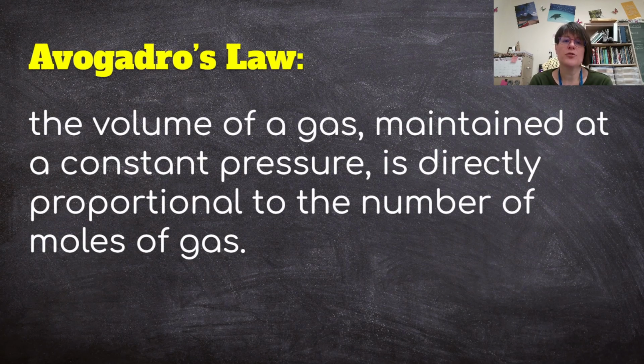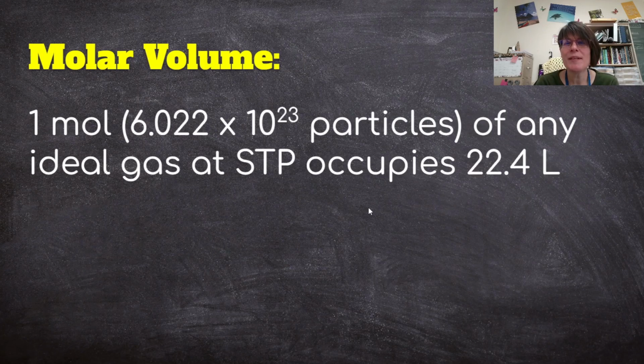So that leads us to Avogadro's law, and this says that the volume of a gas maintained at a constant pressure is directly proportional to the number of moles of gas. So remember Avogadro's number, a mole of gas. Molar volume is 1 mole, or 6.022 times 10 to the 23rd particles, of any ideal gas at STP, and it occupies 22.4 liters. This is going to be an important fact that we're going to be using in calculations. So now 1 mole is 6.022 times 10 to the 23rd particles, and if we're talking about a gas, it's also 22.4 liters always.